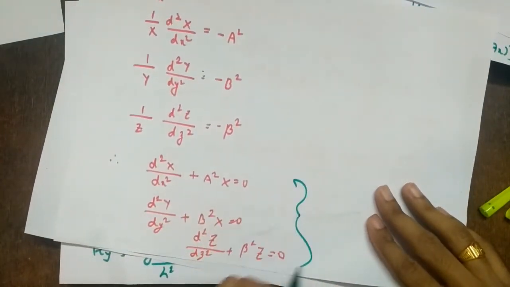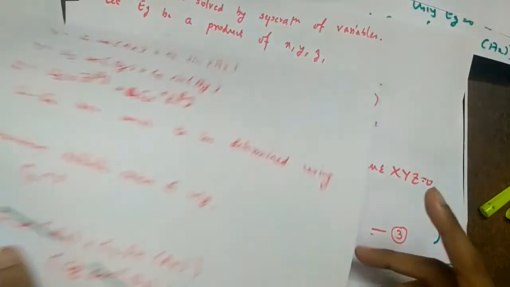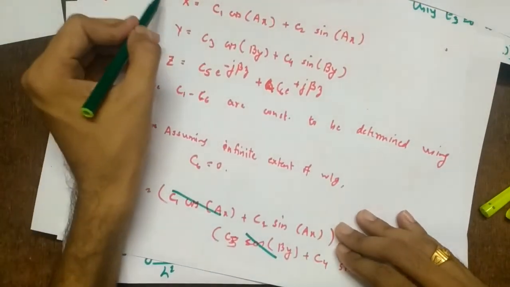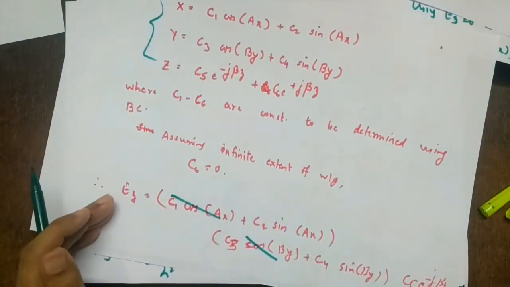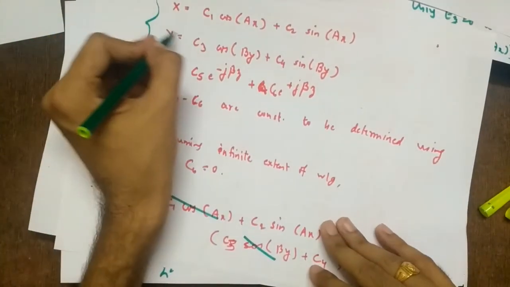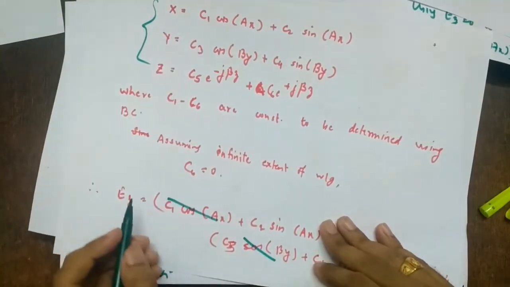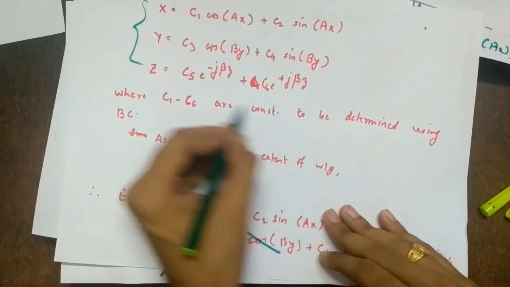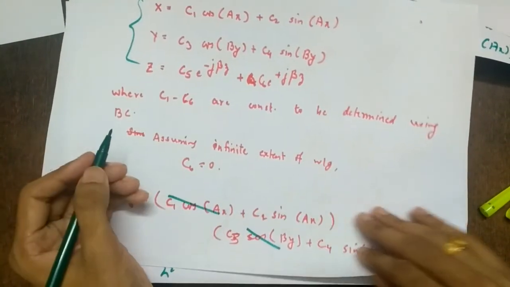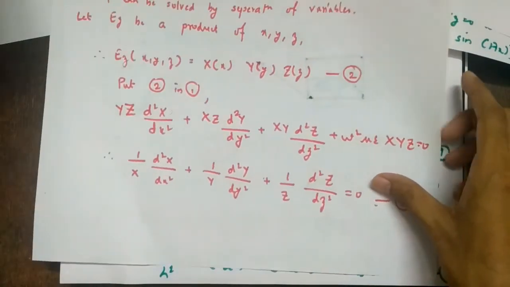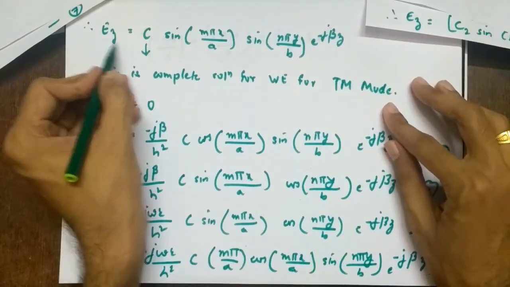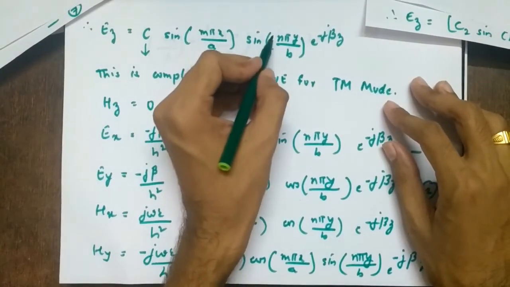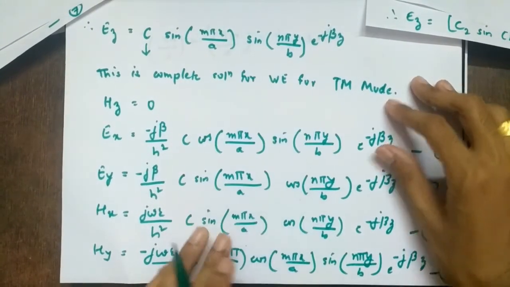equations resembling transmission lines. What is the solution of them? It is this. These are the usual equations, that is a complementary function, particular integral. If you use those forms, you will finally arrive at this equation. These are constants to be determined, so we determine them using boundary conditions. Finally, after determining them, what we arrive at is this equation. So Ez is C sin of m pi x by a sin of n pi y by b e raised to minus j beta z.